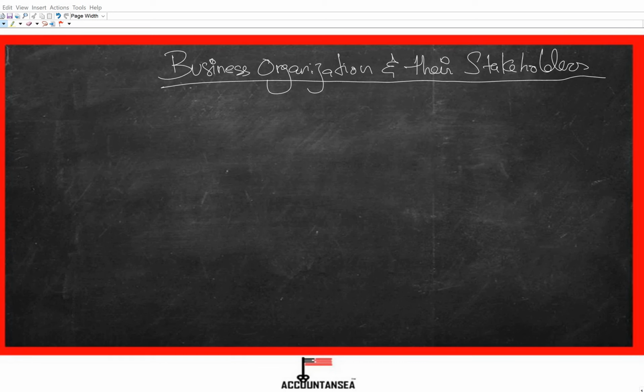Hey buddies, now it's time for the first area, or you can say the first chapter, of Accountant in Business, previously known as F1: Business Organization and their Stakeholders. All right.